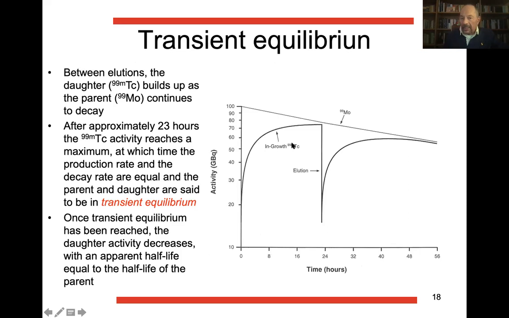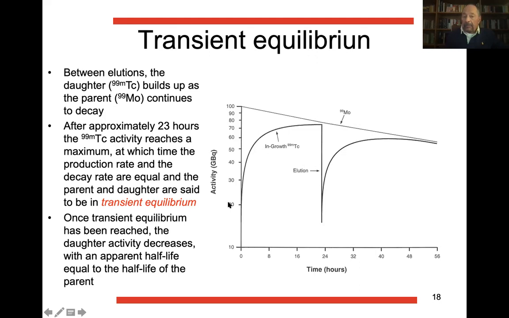In this case, you see, it is technetium-99 building up as the parent molybdenum continues to decay. So this is the activity, this is the time. You see, the decay of molybdenum-99 is constant, so you have an increase of technetium-99. Then after approximately 23 hours, the technetium-99 activity reaches a maximum, at which time the production rate and the decay rate are equal. And the parent and daughter are said to be in transient equilibrium.